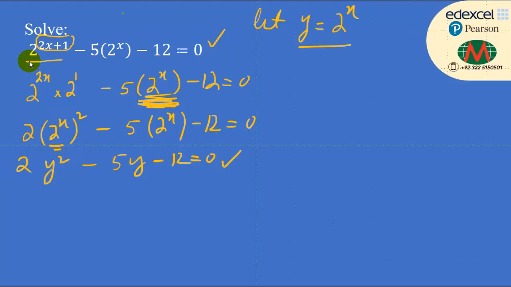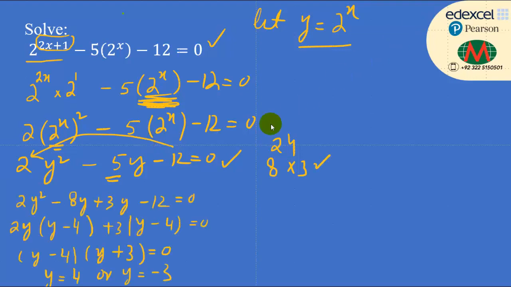So let's see which method we should use. Either we can use completing the square, the quadratic formula, or factorization. Let's try factorization first. If you multiply 12 with this 2, it is 24. Let's check the factors of 24. 8 times 3 is 24, and if you subtract 3 from 8, we will get 5, which matches the middle term. So this pair is okay. Using these factors and factorization rules, we have two solutions of this equation: y is equal to 4 and y is equal to minus 3.